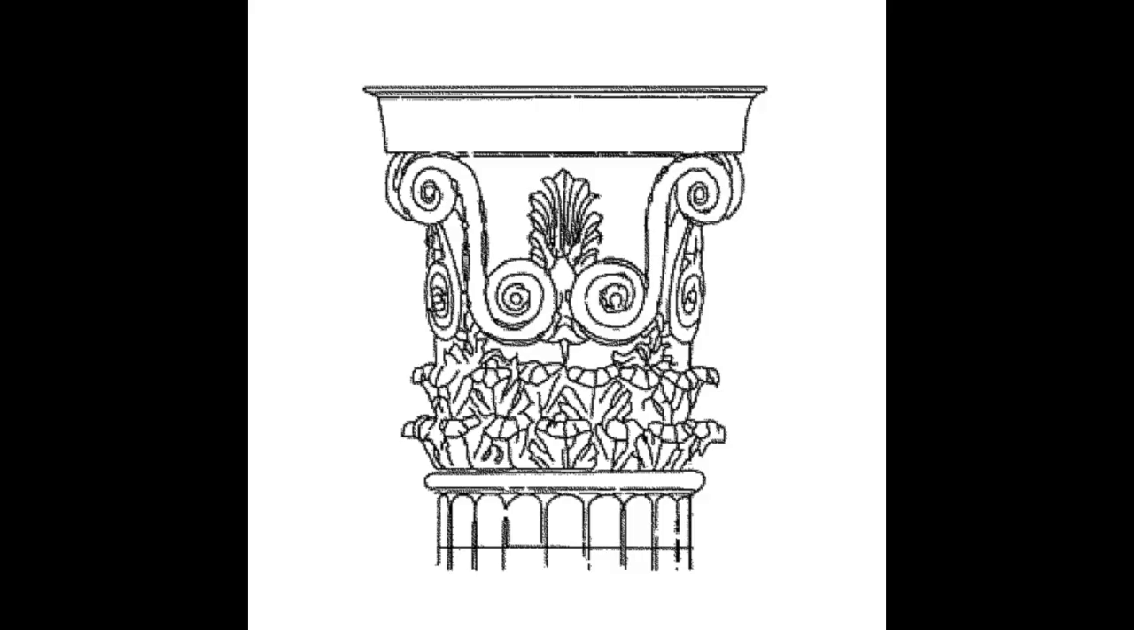Footnote 8. Quote, "The earliest Corinthian capital for which we have evidence is the example from the Temple of Apollo at Bassae, examined and drawn by Haller von Hallerstein in 1811." Unquote. David Scahill, The Origins of the Corinthian Capital, 2004.